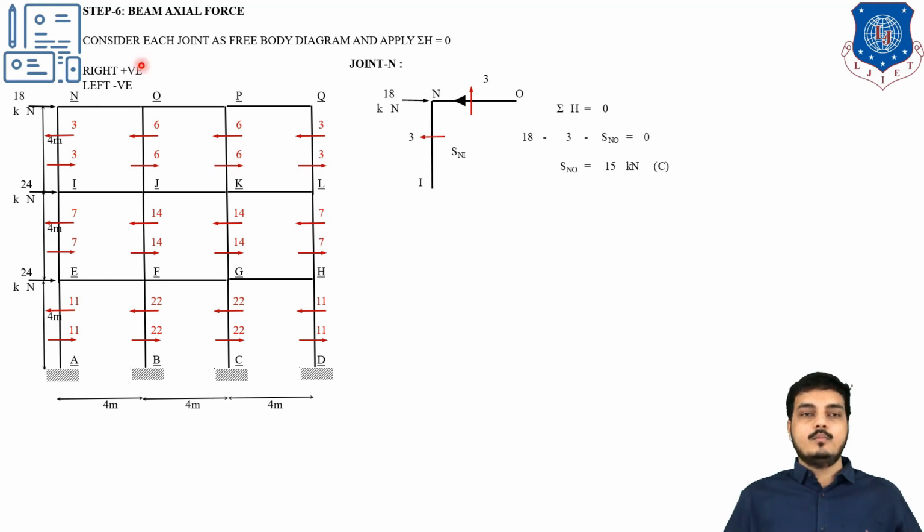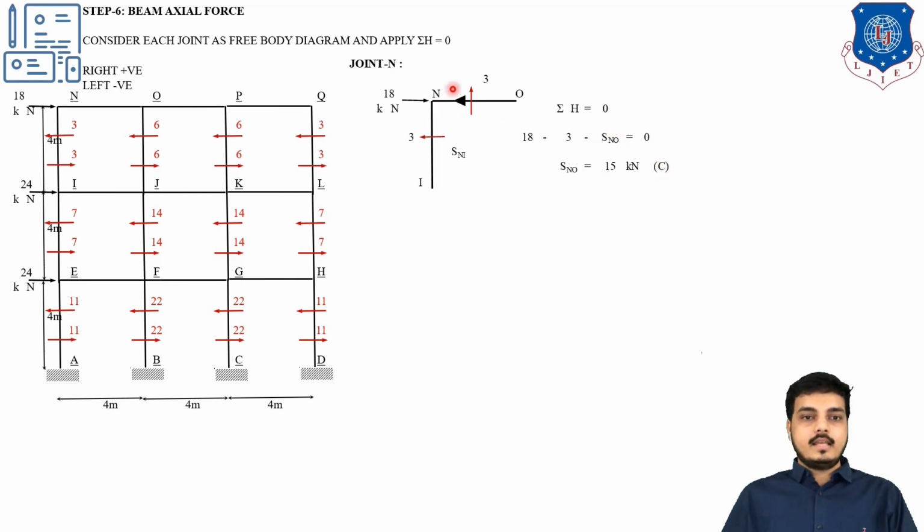Here the right side I have assumed positive and the left side negative. So this is left, this is right. So plus 18 minus 3, and this I have assumed in the left side direction. So S_NO minus 15 equals to 0. So S_NO equals to 15, which is in compression as it is going towards the joint.